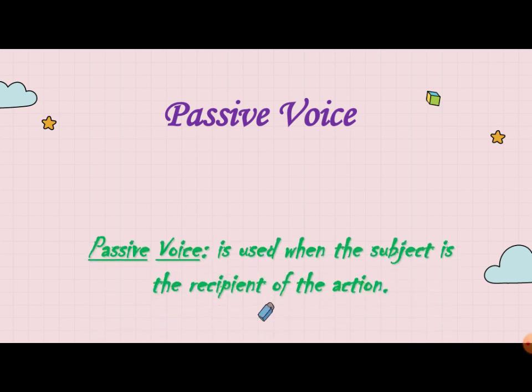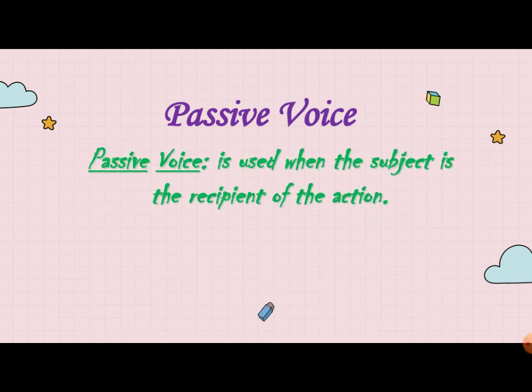Okay? Passive voice. Passive voice is used when the subject is a recipient of the action. Let's look at the example. The scooter was repaired by Mihir. Who repaired? Mihir. What was repaired? The scooter. Now look at this sentence. The subject is placed after the verb and the object is the beginner of the sentence.